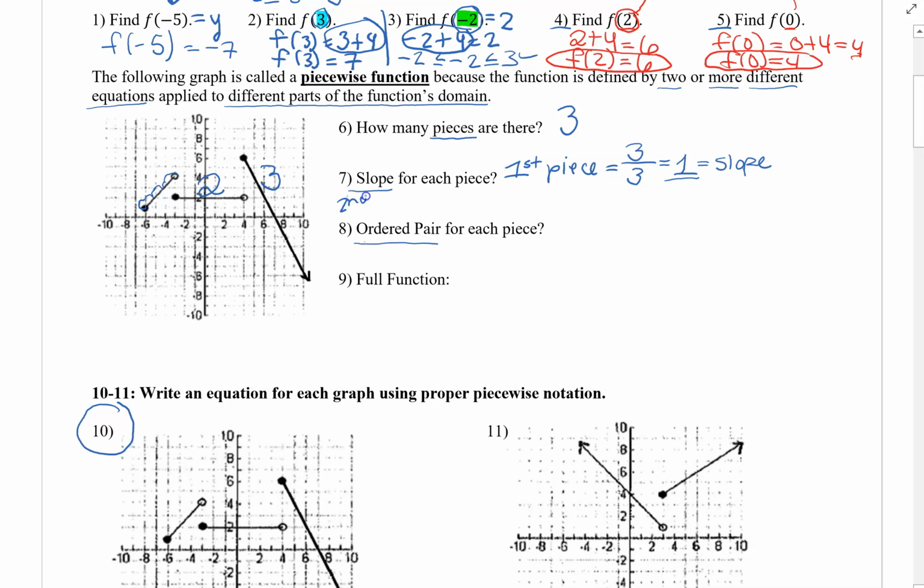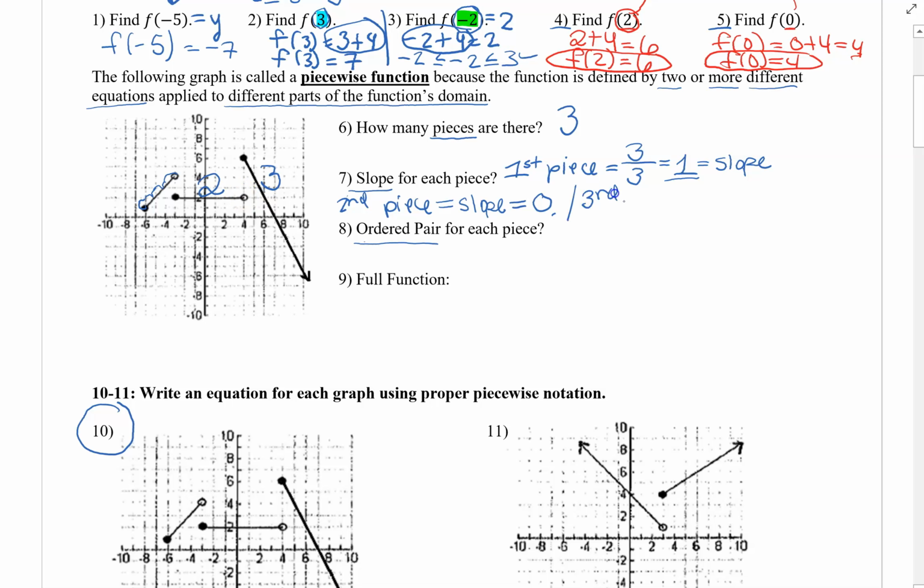For the second piece, because it's a horizontal line, it's flat, you could think of it as it doesn't have rise, it only has run. So it has a slope of 0 because rise over run would be 0 over a number. So for the second piece, we just say that the slope is 0 because it's horizontal.